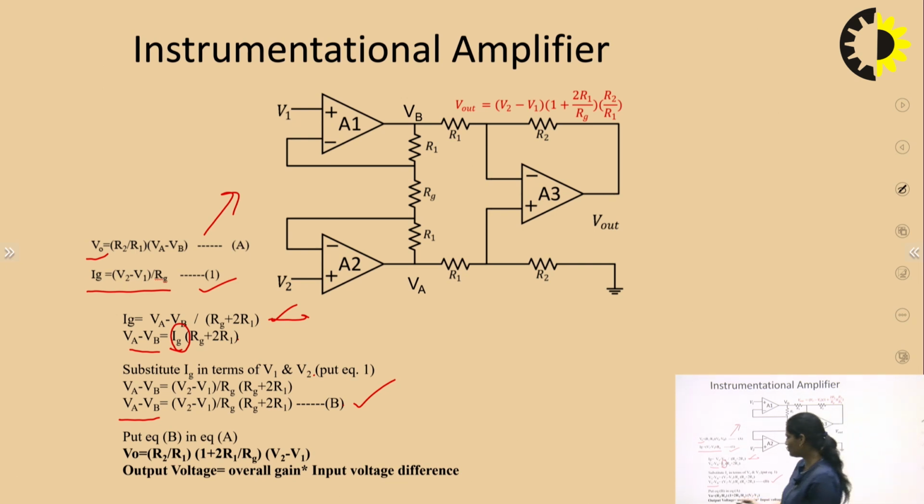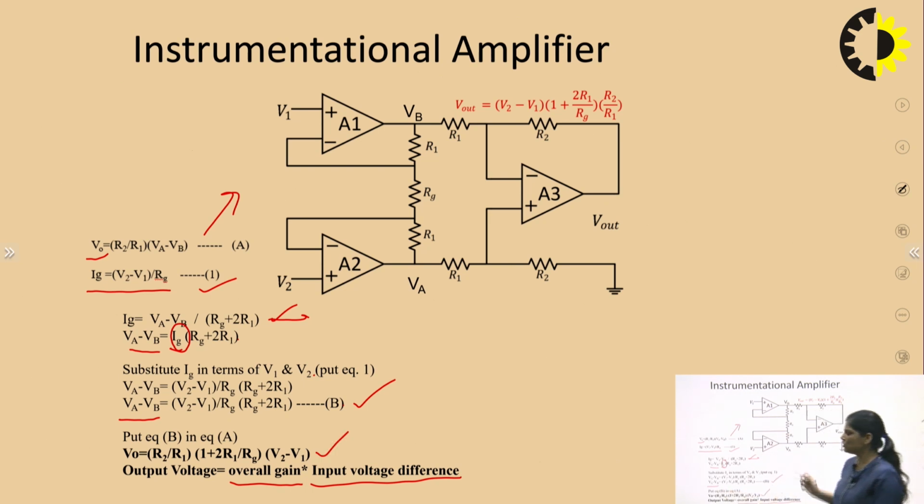It means output voltage is equal to the overall gain of these two non-inverting amplifiers and this difference amplifier. So, overall gain is how much? Overall gain is R2 upon R1 in bracket 1 plus 2 R1 upon Rg. Now, the input voltages are here V2 minus V1. So, this is the overall voltage for this instrumentation amplifier, that is, V naught is equal to R2 upon R1 into 1 plus 2 R1 upon Rg into V2 minus V1. This is the output voltage for this instrumentation amplifier.